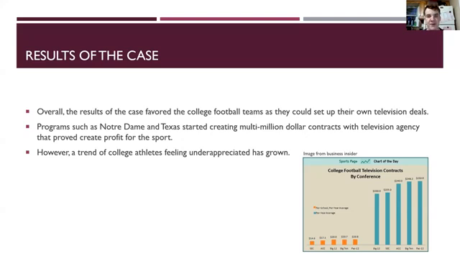If you look at this graph in the bottom right corner, it shows the per school per year averages for these television contracts, which range from $15 million to $20 million per school per year, which are absolutely insane numbers. And for the leagues and conferences in general, the total average results in around $200 million to $250 million for those conferences. Yet there has been a trend recently that college athletes are feeling underappreciated because of the results of these television deals.